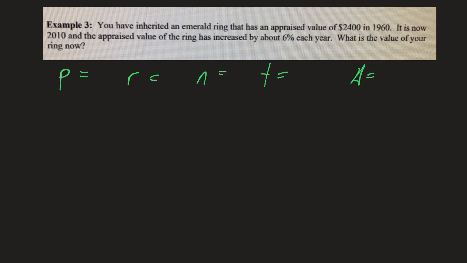So hopefully if you filled this in, you'll have $2,400 is the appraised value, my starting amount. My rate is 6%, so I'm going to say 0.06. And it's only going to count by year, right? It says each year and it doesn't mention any other compounding, so I'm going to say that N is 1. And we started from 1960 and went till 2010. That is 50 years.